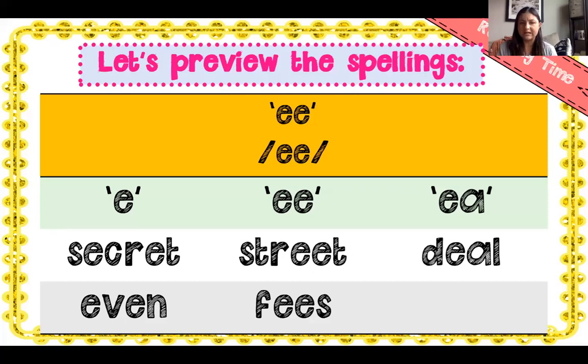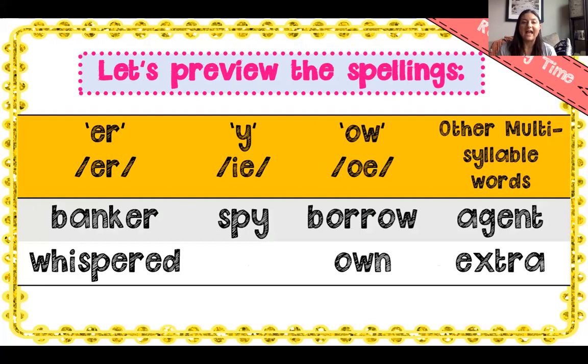All right, let's look at some of the spellings we're going to see today. We're going to see different sounds for the E. Secret, even, street, fees, deal. In all of these words, I heard my E sound. All right, now we're going to have some more spellings. These ones all have the sound. Banker, whispered. Here we have Y, where it says the I sound in the word spy. Next we have OW, where it says O, borrow, own. Here are some multi-syllable words: agent, extra.